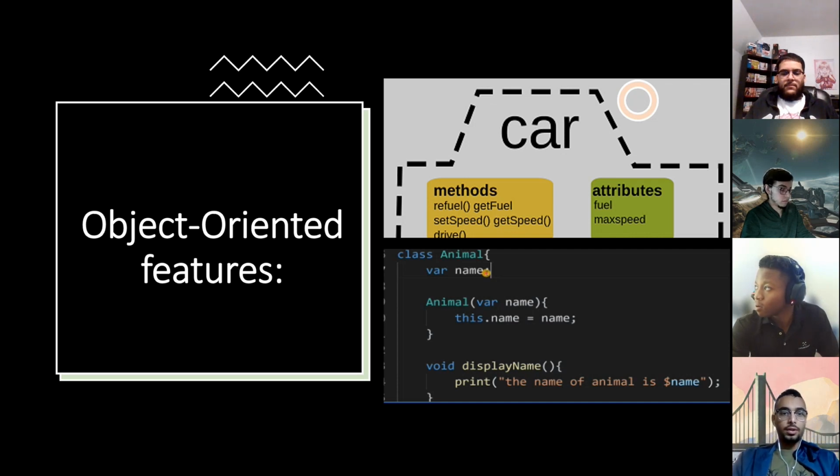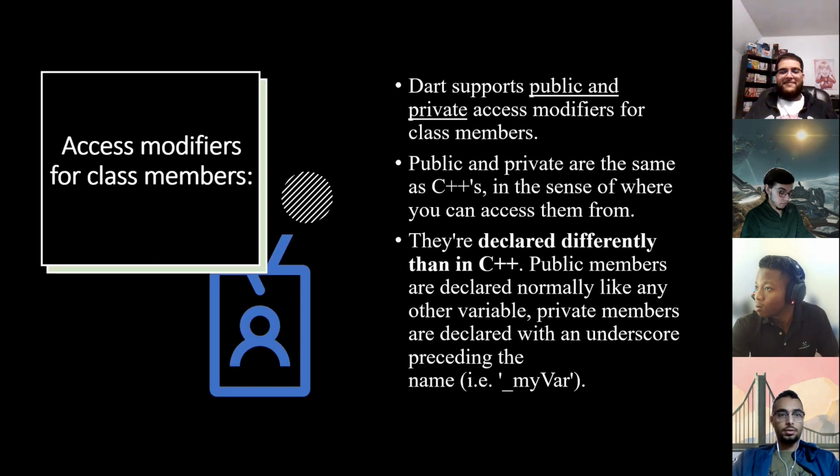On to the object-oriented features of Dart. So first, let's talk about the access modifiers for class members. Class members in Dart can either be declared as public or private. Public and private class members are the same as C++ in the sense of where you can access them from. So public class members can be accessed from the main function or user-defined functions, and private class members can only be accessed or manipulated from inside the class itself.